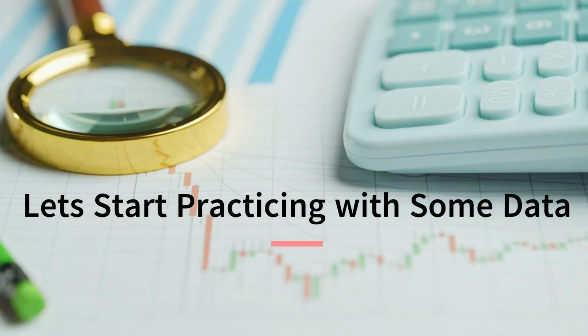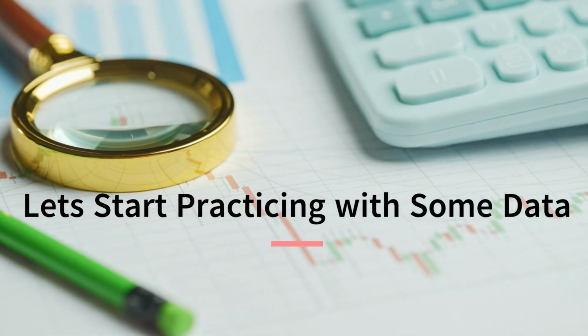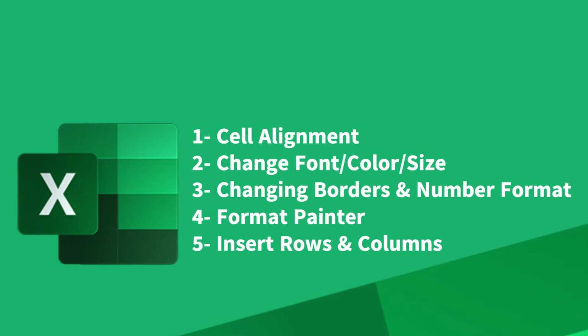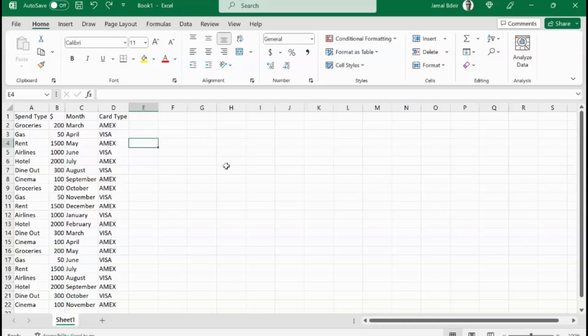Alright, now that we've got you warmed up, let's start working with some real data sets. Now we're gonna aim to accomplish 5 main things from this exercise. Number 1, working with cell alignments. 2 is changing fonts, color, and size. Then we're gonna work on adjusting borders and number formats through the keyboard shortcuts. Number 4, we're gonna work with a format painter, and number 5, we're gonna work with rows and columns. Alright then, let's get started.